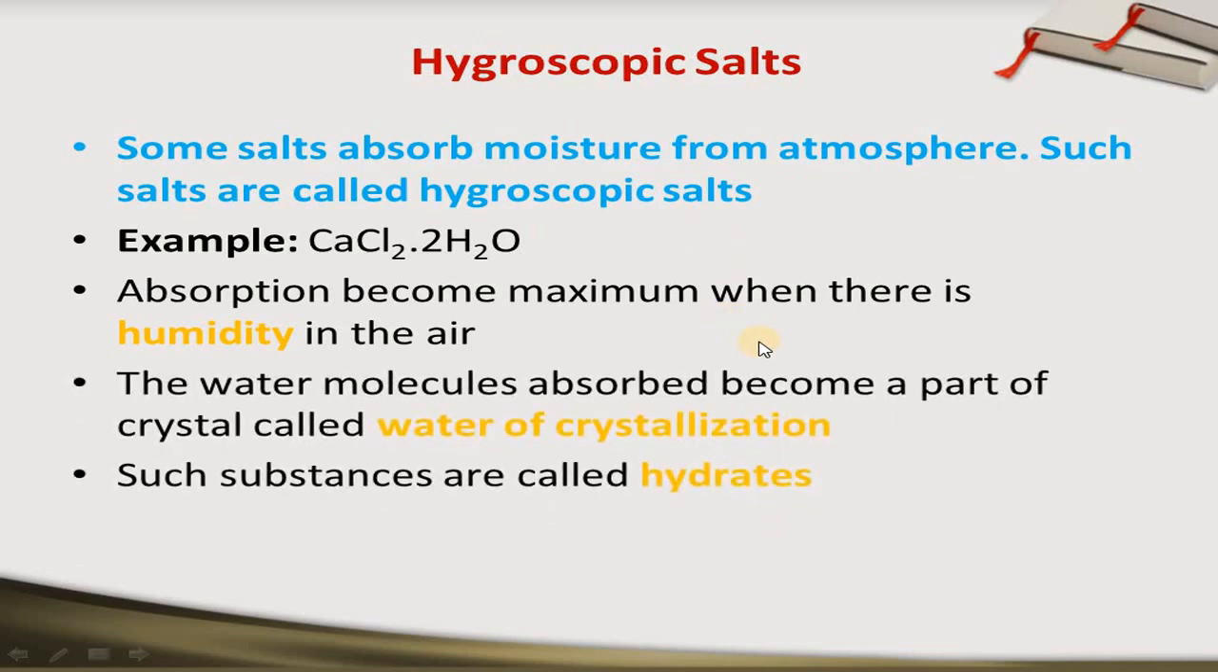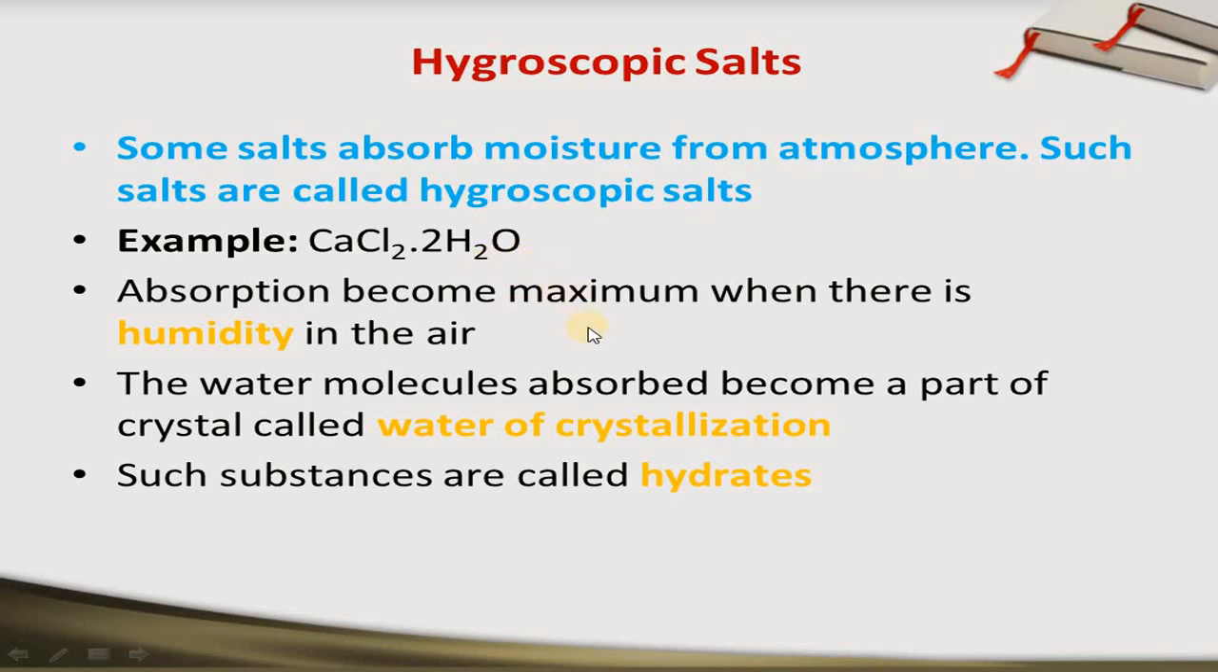The water molecules absorbed become part of that crystal, and it is called what? Water of crystallization. And such substances are called what? Hydrates. Due to this absorption of water, the mass of this calcium chloride as a whole will increase. We have also discussed one more example, if you remember, copper sulfate. Copper sulfate is pentahydrated. So, due to the absorption of this water of crystallization, its mass also increases.